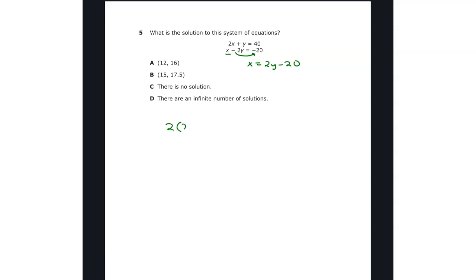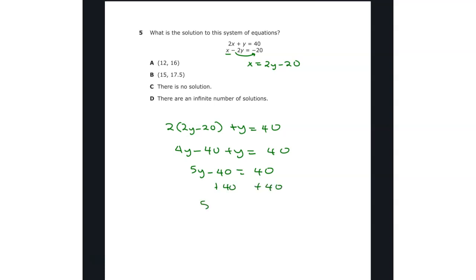2x is going to be 2 multiplied by 2y minus 20, plus y equal to 40. So we have 4y minus 40 plus y equal to 40. So let's group common terms together. 4y plus y, that's 5y minus 40 equal to 40. So we're going to add 40 to both sides. And you have 5y equal to 80. You divide both sides by 5. And you have y equal to 16.